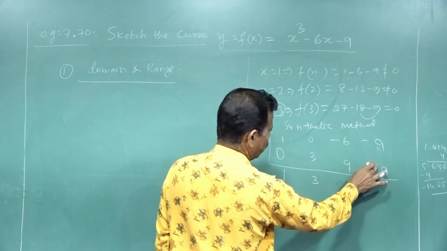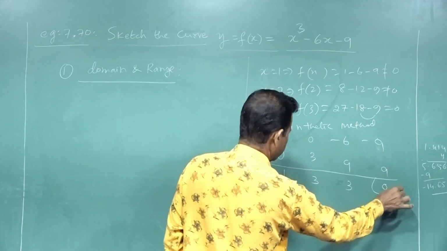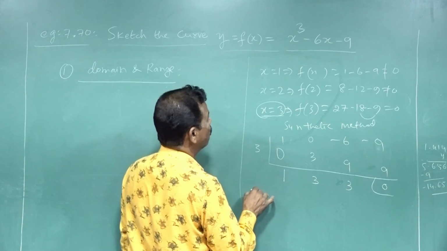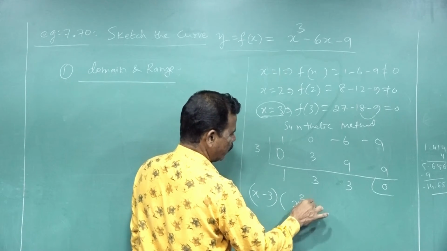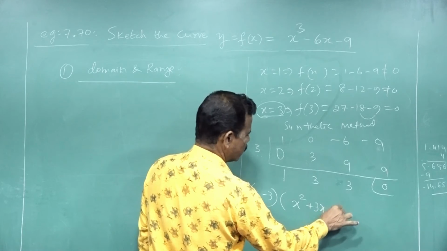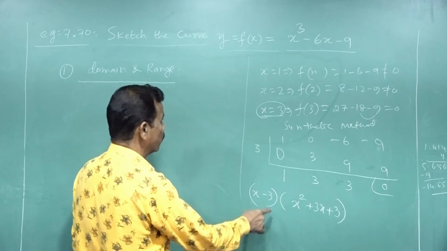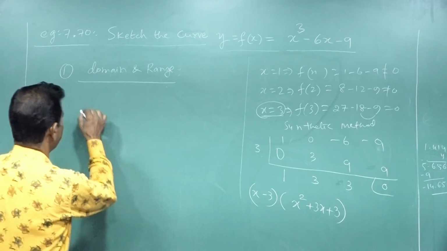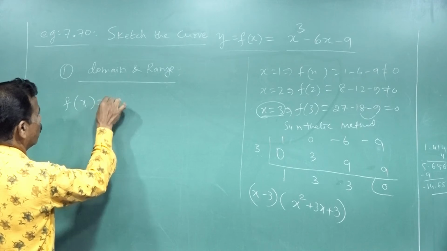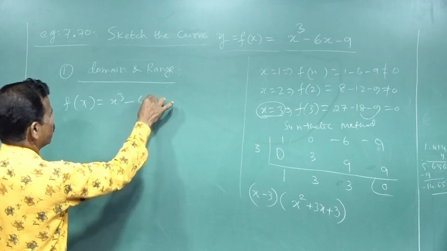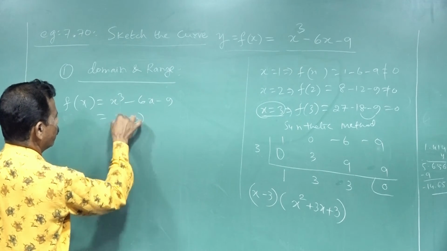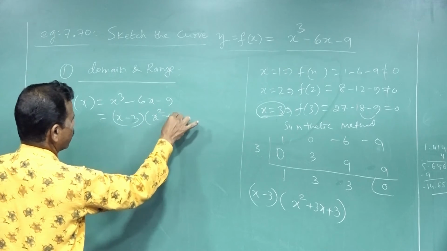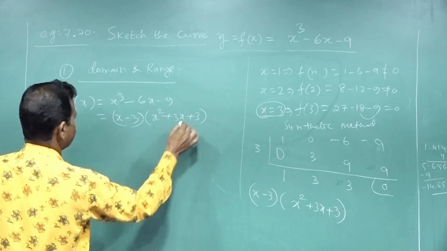Here plus 3, here plus 9. So 0 coming. So the factors are x minus 3 into x square plus 3x plus 3. This is the function. So here f of x is equal to x cube minus 6x minus 9, otherwise x minus 3 into x square plus 3x plus 3.